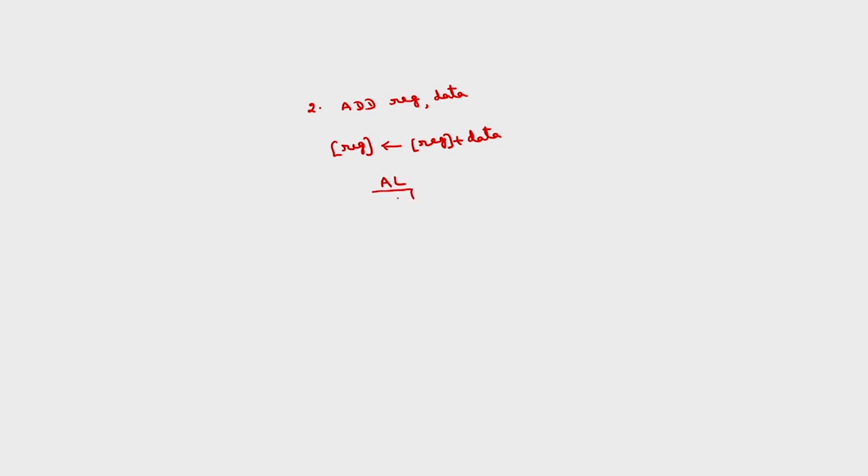If AL is having 32, and you write the example ADD AL comma FFH, then these two, 32 and FF, will be added, and the result will be stored in AL itself. The carry flag is set, and the result will be 31, because AL is only an 8-bit register and stores only 8 bits. So this 31 will be stored in AL, but the carry flag will be set.